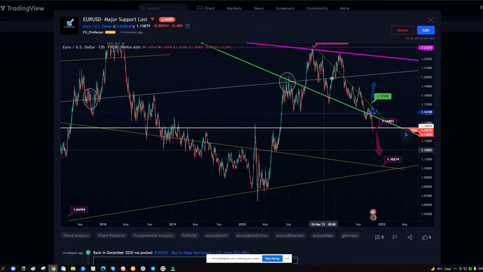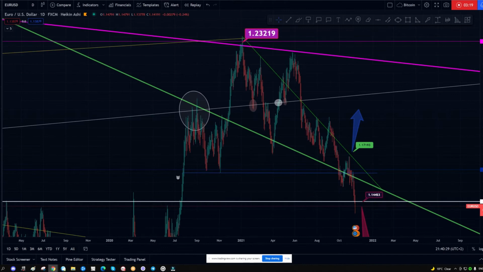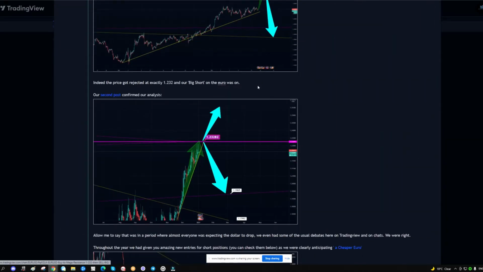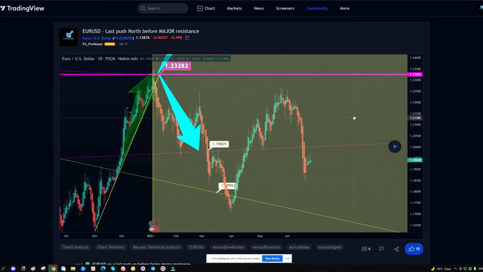and from that point on, we were looking for opportunities to go short on EURUSD. Of course, further down the road, let's check a few more ideas. There was another post at the time of the rejection. Last push north before a major resistance. Major resistance did happen and the price dipped from there. So those are great entry points. And you see that the first take profit was this level here. Oh, no, this level first and this level. So we know where to take profits, when to attempt longs and so on.